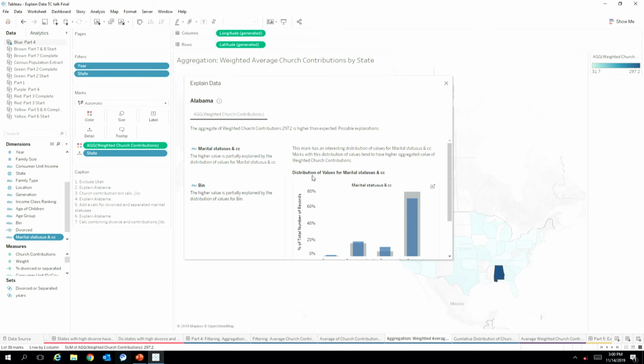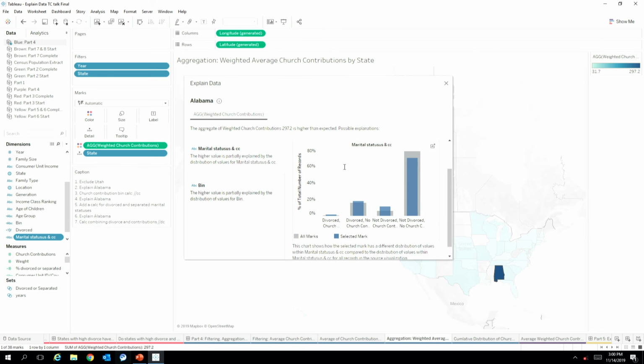All right, so now, while divorce on its own didn't show up as an explanation, the combination of divorce and church contributions is showing up as an explanation. And it's because there's a larger proportion of people in Alabama who are divorced with no church contributions, and a much smaller proportion of people who are not divorced and not making church contributions.